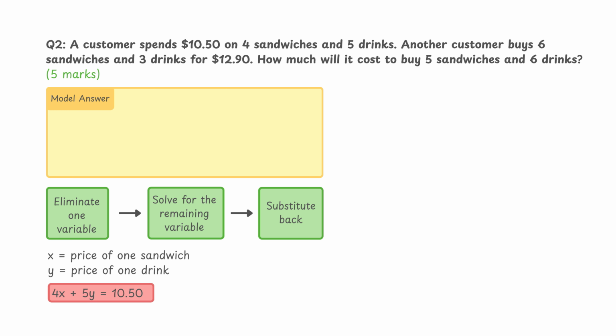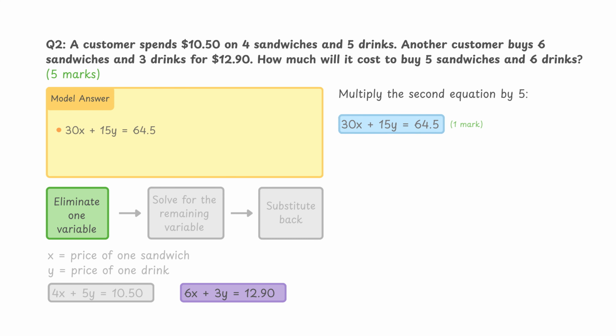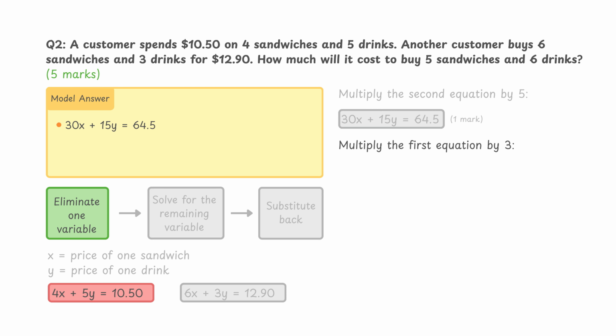4x plus 5y equals 10.50. 6x plus 3y equals 12.90. Now to eliminate one variable, we make the coefficients of y the same. Multiply the second equation by 5. 30x plus 15y equals 64.5. This earns 1 mark. Multiply the first equation by 3. 12x plus 15y equals 31.5. This earns 1 mark.